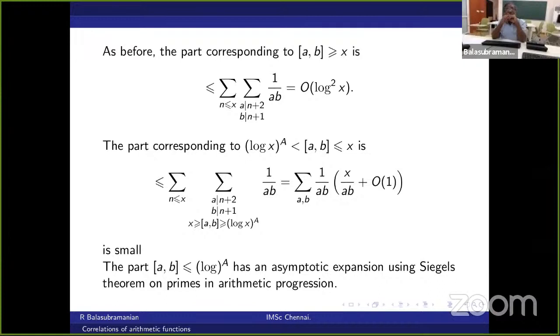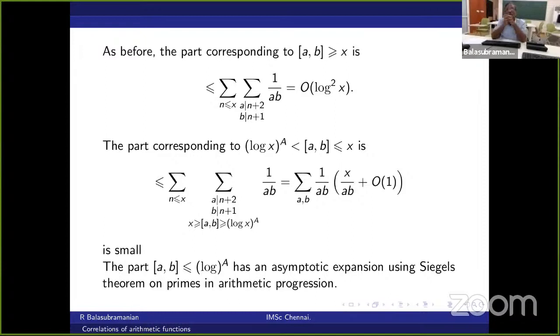And in fact, here, of course, since the estimate is going to be very small, I am not even going to sum over primes, I am going to sum over all integers. Therefore, I have the summation over a dividing n plus 2, b dividing n plus 1 of 1 over ab. And that part, which we have already seen, is O of log square x.